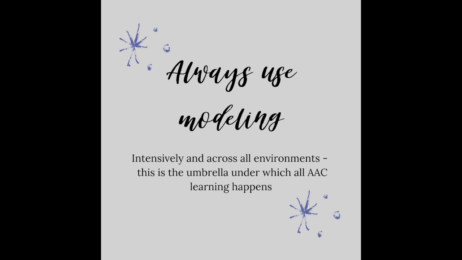This will be demonstrated as we move through the explanation of each step within the hierarchy. At the top of this hierarchy is an umbrella stating always use aided language stimulation, or modeling. The umbrella image signifies that this skill of modeling language using AAC is the umbrella under which all AAC learning occurs, and that modeling language via AAC should be happening all day, every day, and throughout each step of the prompt hierarchy.